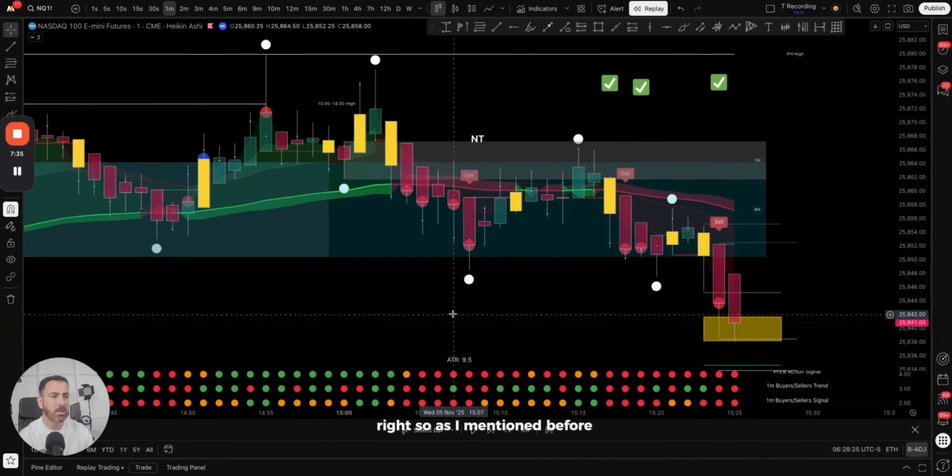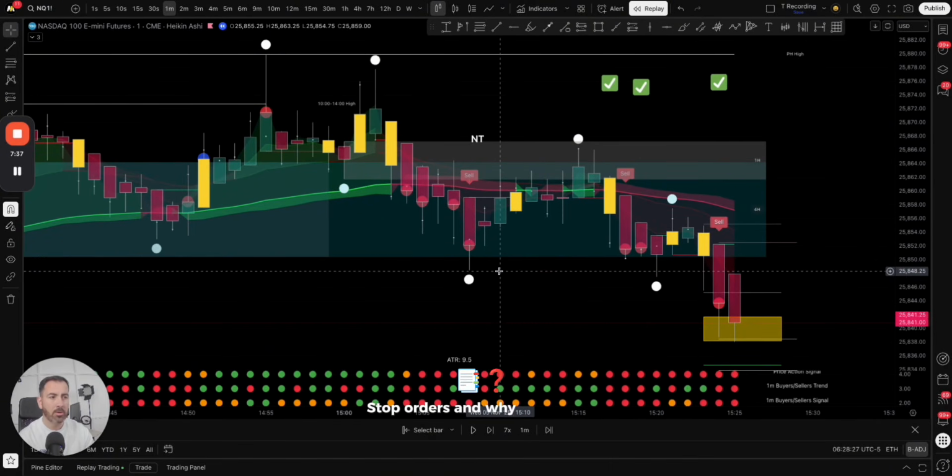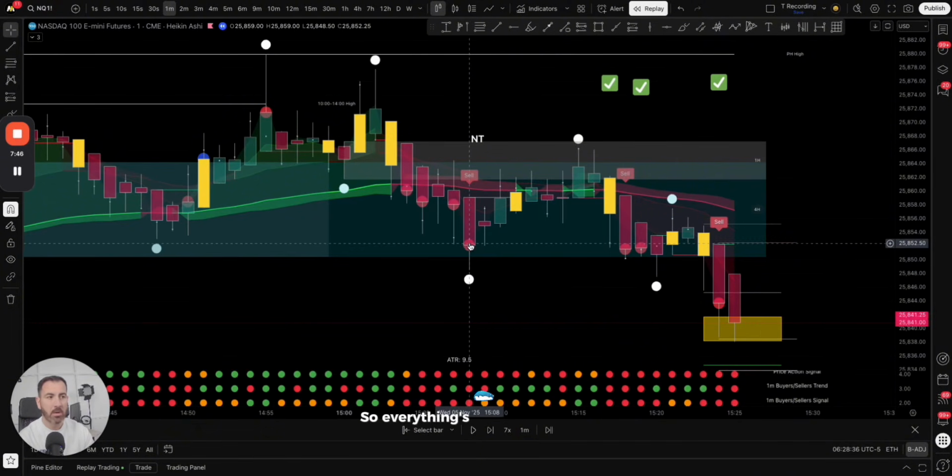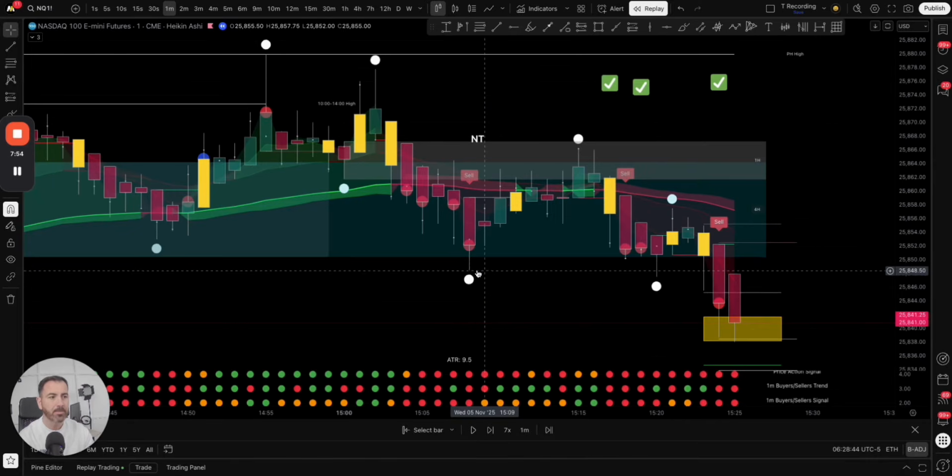Right, so as I mentioned before, stop orders and why. And this is your first example of why. Here's a losing trade that isn't a losing trade anymore, and this is what kept me out of it. So everything's aligned. Our trend wave, our traffic lights, we're under the hourly. We've got directional volume. Everything is aligned for me to take this trade. When you get that reversal, it won't take you in most of the time.